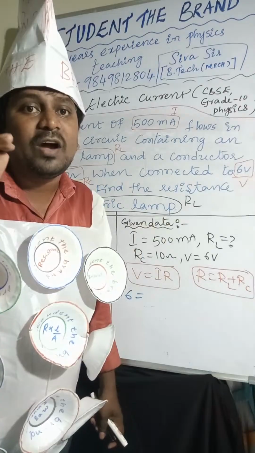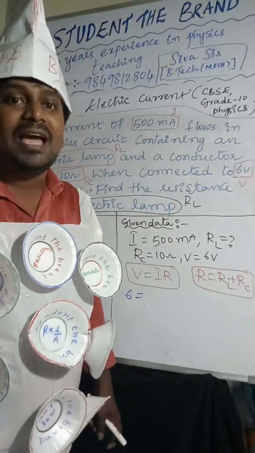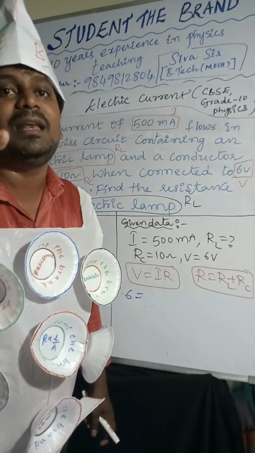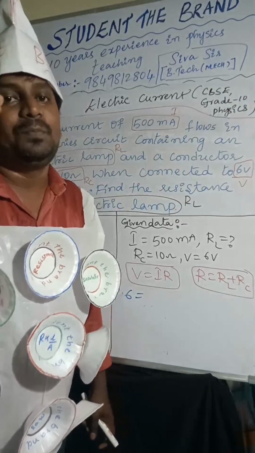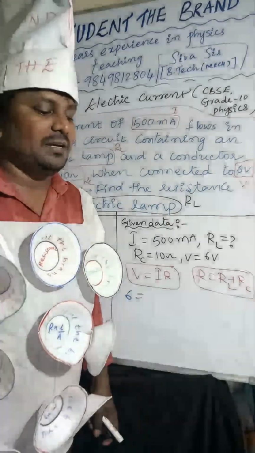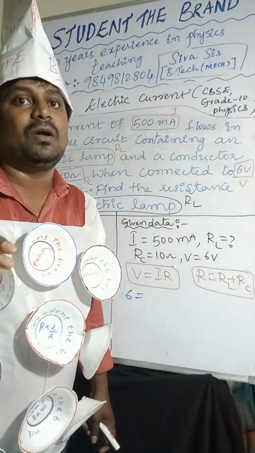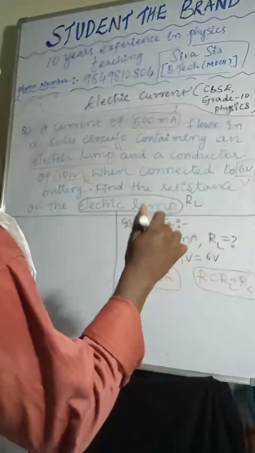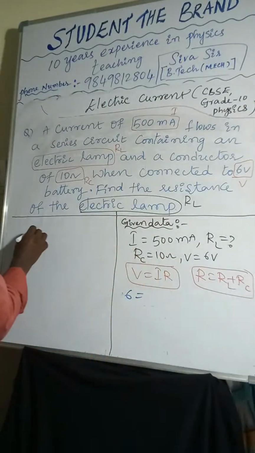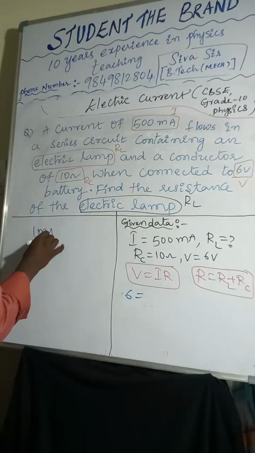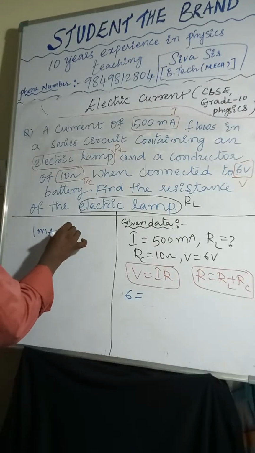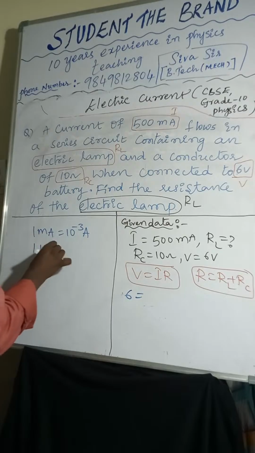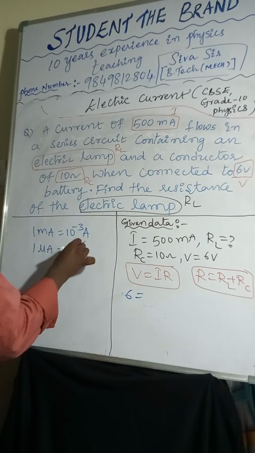Very important point. Milliampere is given. 1 milliampere equal to 10 power minus 3 ampere. Very important. 1 milliampere equal to 10 power minus 3 ampere. 1 microampere equal to 10 power minus 6 ampere.